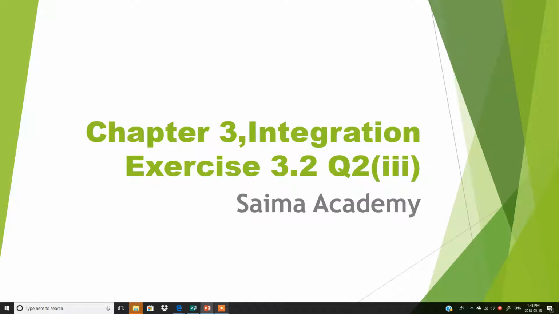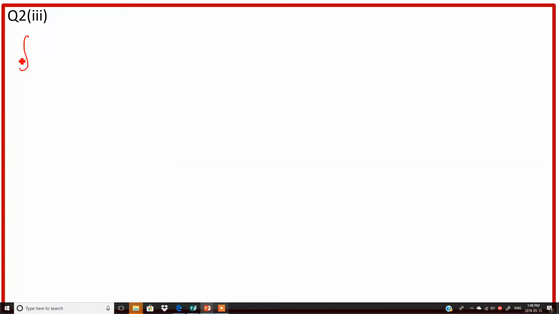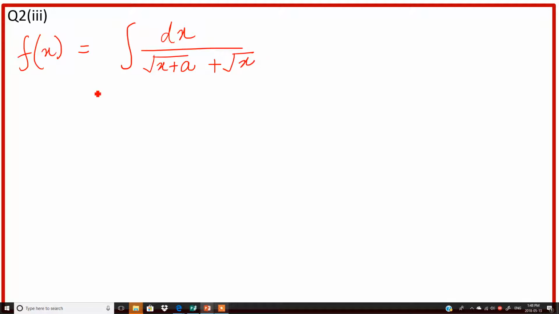In this lesson, we will discuss chapter number 3, integration, exercise 3.2, question 2, part 3. The question we have is f(x) equals the integral of dx divided by under root x plus a plus under root x. This is the same question as we discussed in part 1 of question number 2.